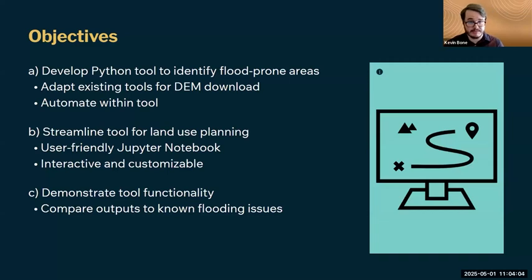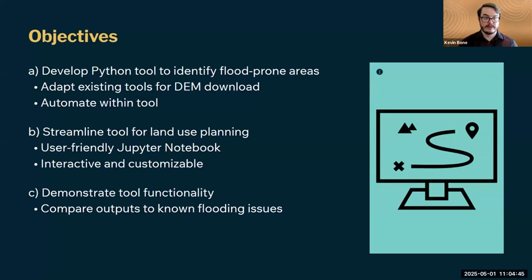So that is where my project comes in. The main objective was to develop a Python tool to identify flood-prone areas using the TWI. I wanted to adapt existing tools and just pull out the key functionality from those. The USGS does have their own ArcGIS toolbox that you can query a lot of their products, but there's a whole lot going on there. So I just wanted to strip out the key parts to automate that DEM download. And I wanted to pack as much functionality into the tool itself so that you don't have to go outside the tool to look for more data or find additional functions.